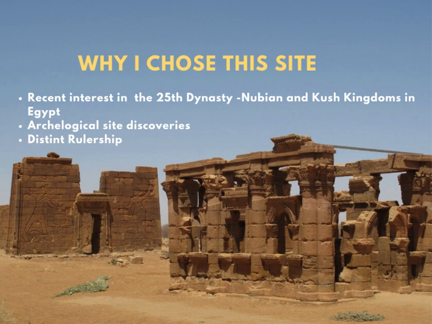Also, the discoveries found at this archaeological site show that it comprised the royal city of the Kushite kings, large mounds covering domestic remains, and iron production facilities. Also, it has a distinct rulership of 7 queens who ruled this city.